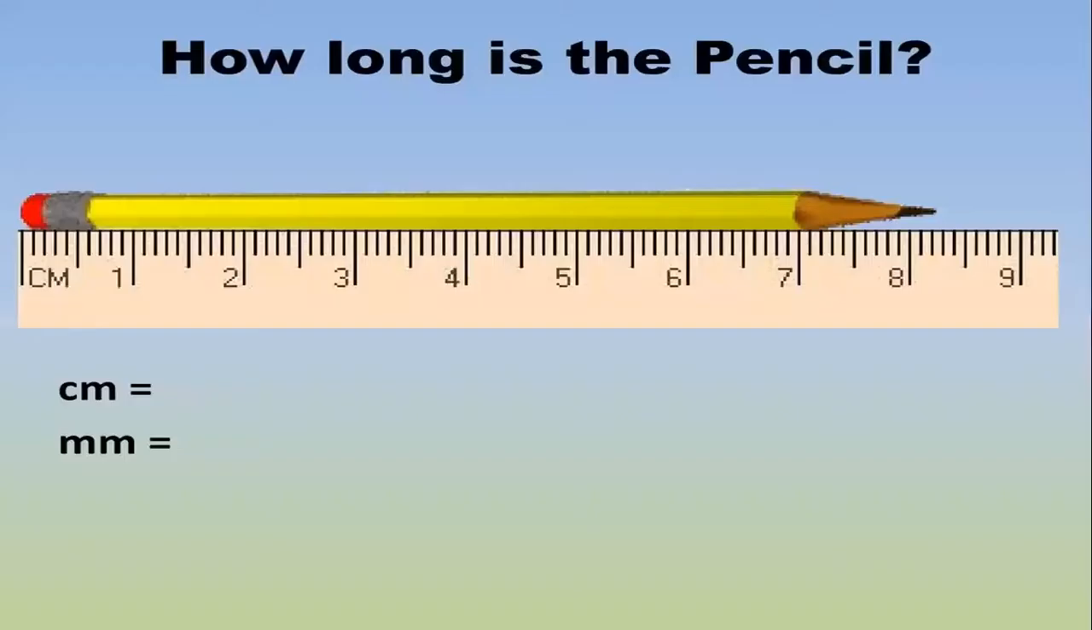Sir, the pencil is 8.3. You look at the pencil, centimeters. 8 centimeters, 3 millimeters. 3 millimeters means 3/10 centimeters. So 8.3 centimeters. Between 8 and 9, every line indicates 0.1, 0.1, like that, and 0.2. So the length of the pencil is 8.3 centimeters.